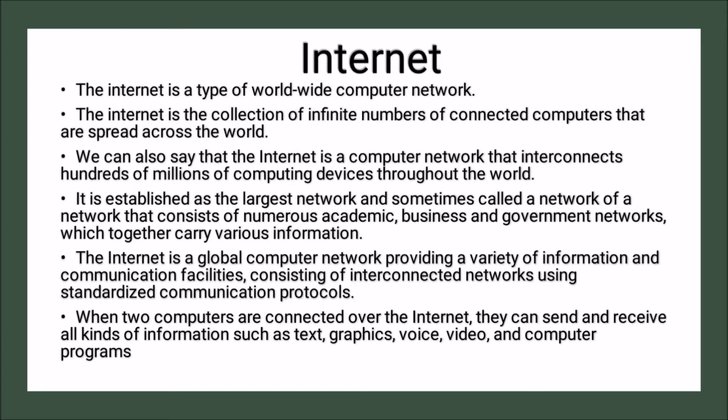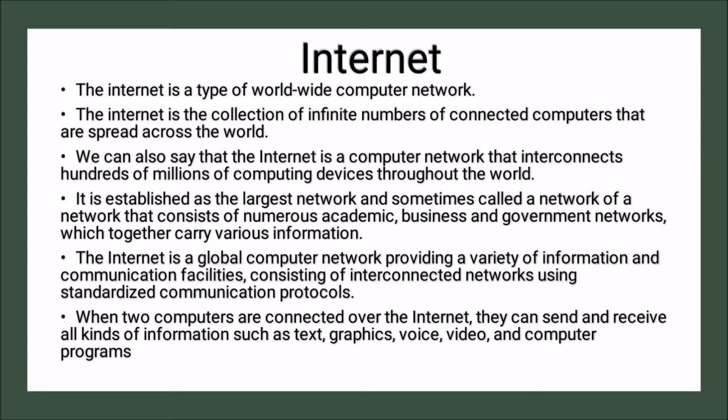We can also say that the internet is a computer network that interconnects hundreds of millions of computing devices throughout the world. So it is established as the largest network and sometimes called a network of networks that consists of numerous academic, business and government networks which together carry various information. So internet is basically a computer network that interconnects hundreds or millions of many networks.